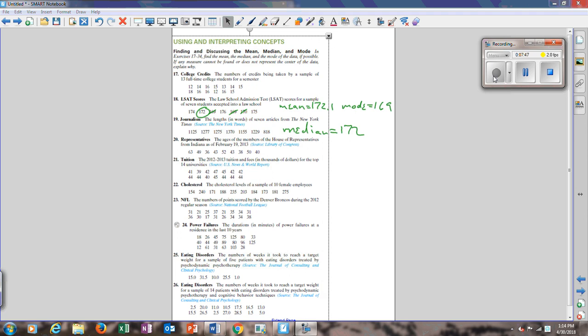All right, number 20. We add all these together, divide by the number of numbers. You get the mean to be 46. Then the mode is 43, because that's the only number that repeats.